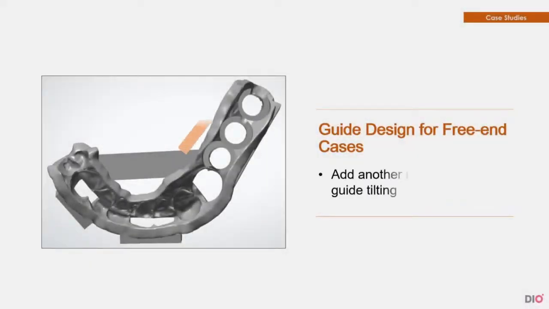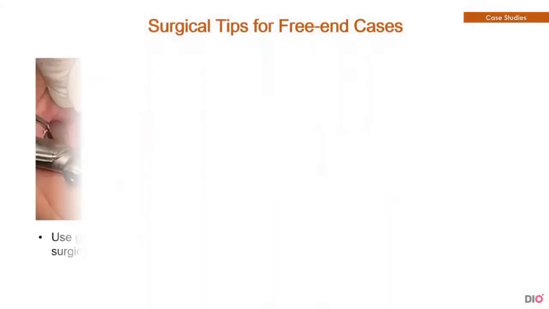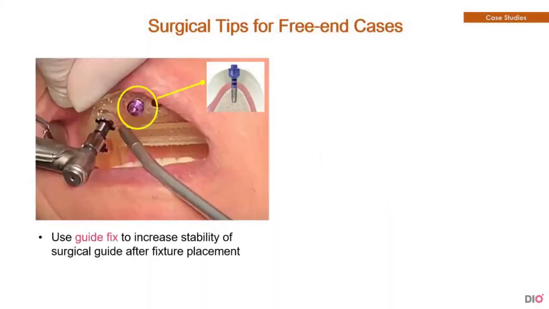Second, add 1 more reinforcement bar connected to the first reinforcement bar and the free end part. This additional bar in the lateral direction prevents the bending of the guide and tilting. The third is the surgical tip. The implant is placed in the relatively flat or stable part of the bone, and the guide fixed pin is fastened on it. This method improves the bonding force between the guide and the teeth, thereby reducing the tilting of the guide in the free end case.